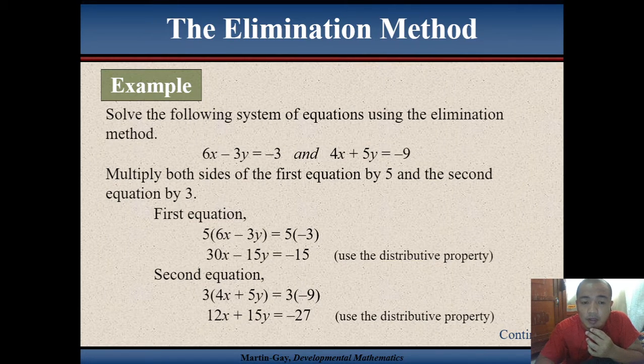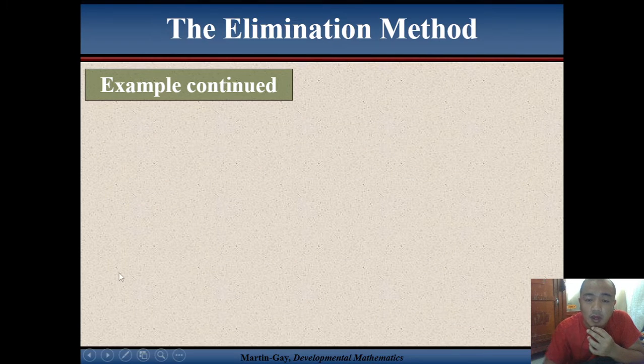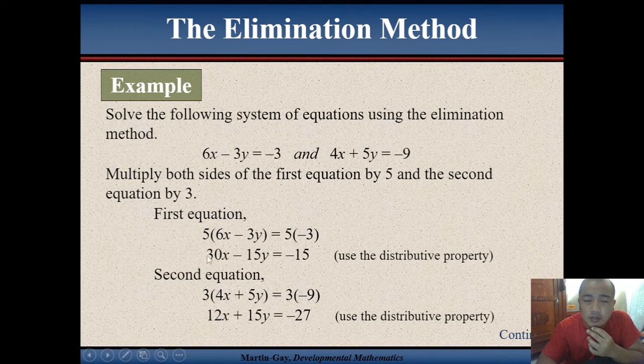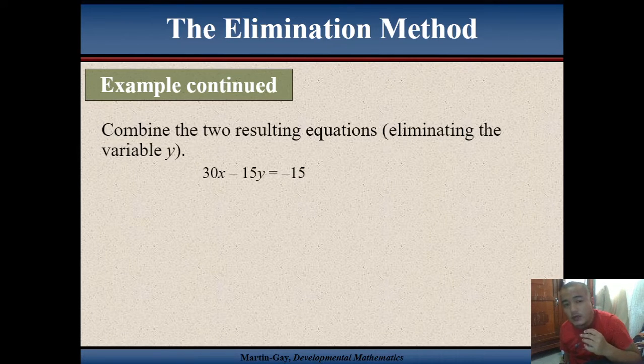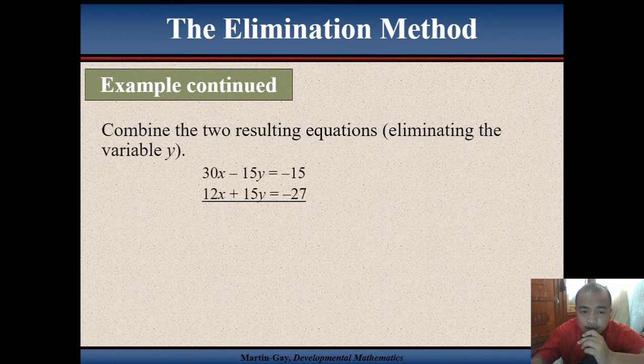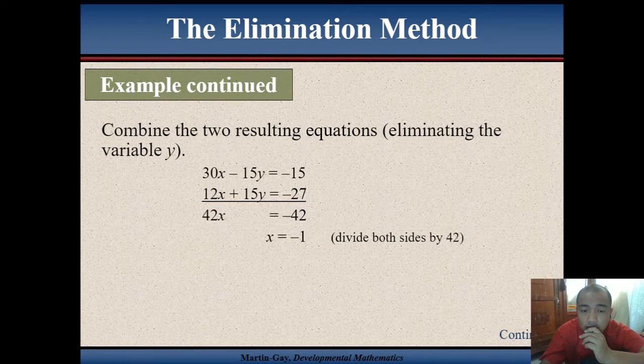So from here, we're going to add the two equations: 30x minus 15y equals negative 15 and 12x plus 15y equals negative 27. We can cancel out negative 15y and then add 30x and 12x, negative 15 and negative 27. Combine the two resulting equations, eliminating the variable y. 30x plus 12x is 42x, negative 15 plus negative 27 is negative 42. Divide both sides by 42: negative 1. So x equals negative 1. Let us now solve for y.